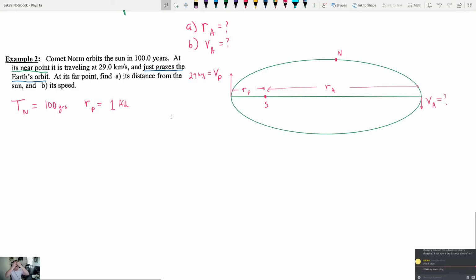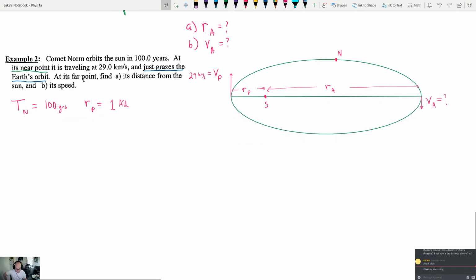Okay, so here we have, coming back to our problem. We've got this comet, and it's called Comet Norm. This is named after the person that actually wrote this problem. He was a teacher here for a long time named Norm. He was a really good professor. Anyway, so let me get this where I can read your comments.